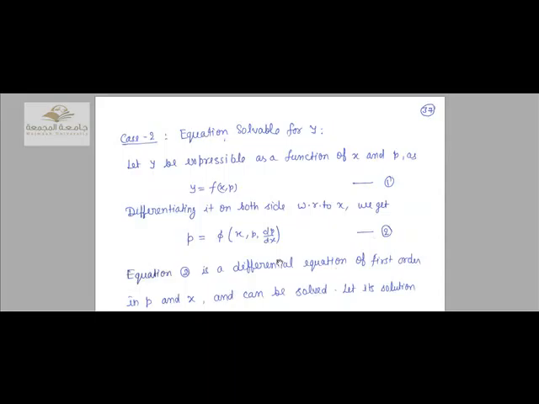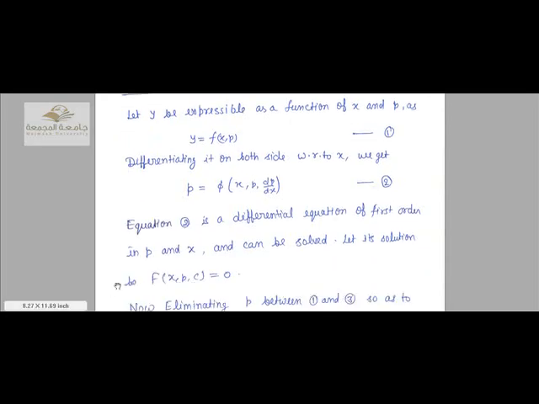Now case 2, equation solvable for y. Let y be expressible as a function of x and p, as y = f(x, p), equation number 1. Differentiating it on both sides with respect to x, we get p = φ(x, p) dp/dx, equation number 2. Equation 2 is a differential equation of first order in p and x and can be solved.